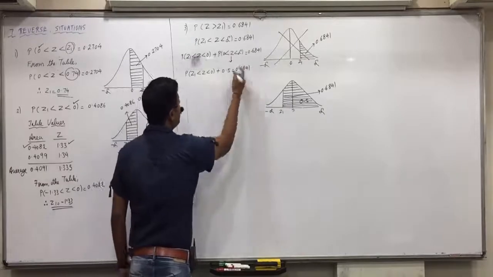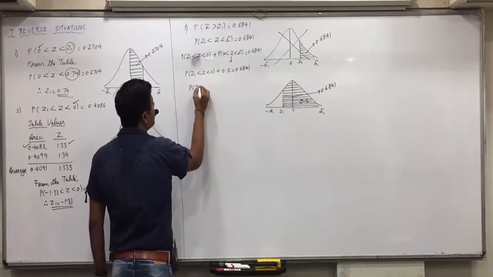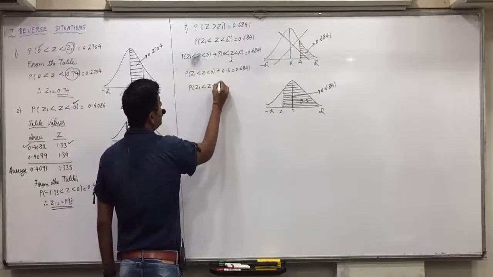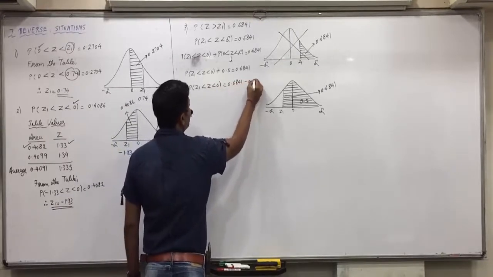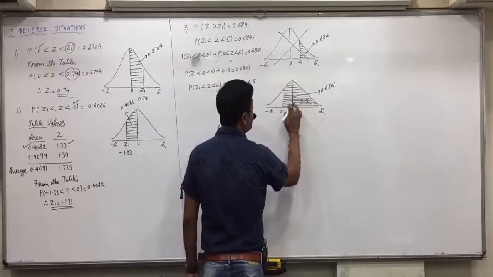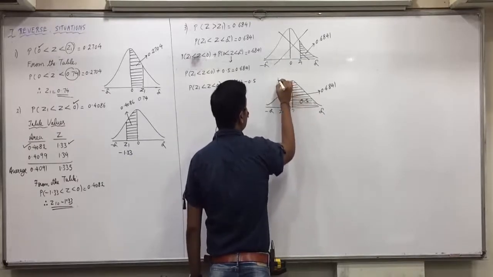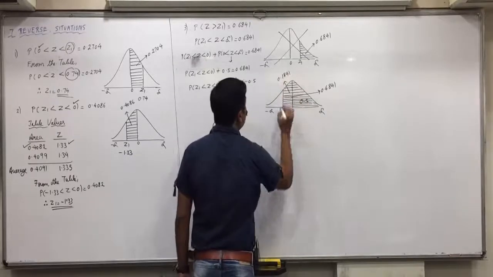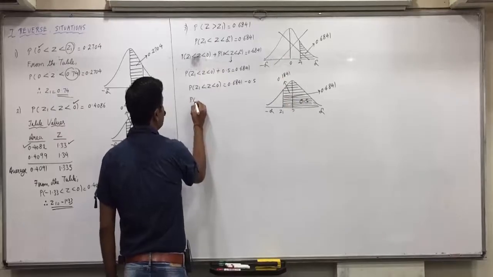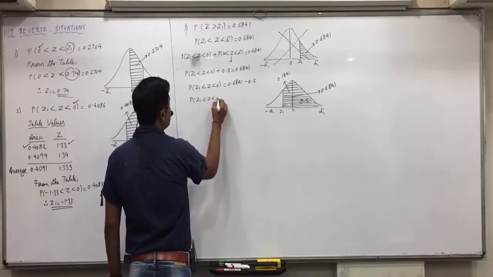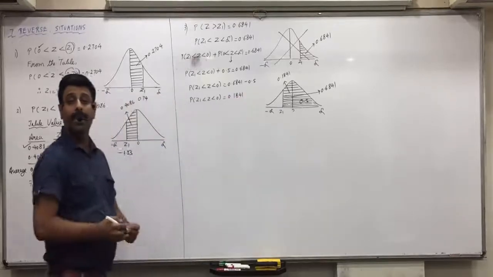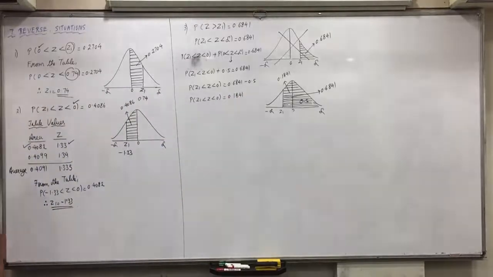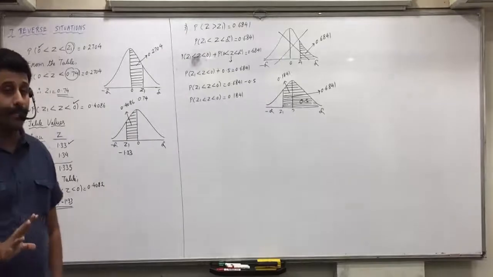Means if you bring 0.5 to the right side, P(Z1 less than Z less than 0) would be 0.6841 minus 0.5. The difference of these two will come to 0.1841. Means P(Z1 less than Z less than 0) is 0.1841. Any confusions so far? All are clear up till here?